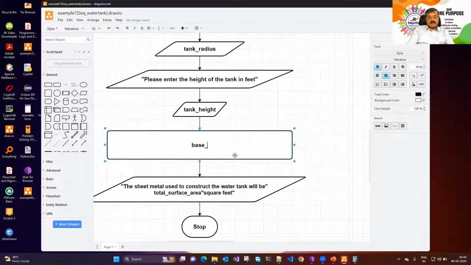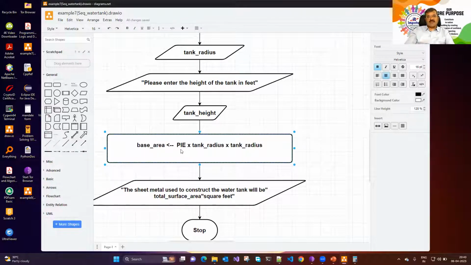First, I'll say base area is assigned as it's just pi r square. Okay. So pi, he already has a variable pi, into, okay, I'll just say into. We had that radius into radius, tank radius into tank radius. So there is no chance of any mistake happening since we are very clear about what we are doing.